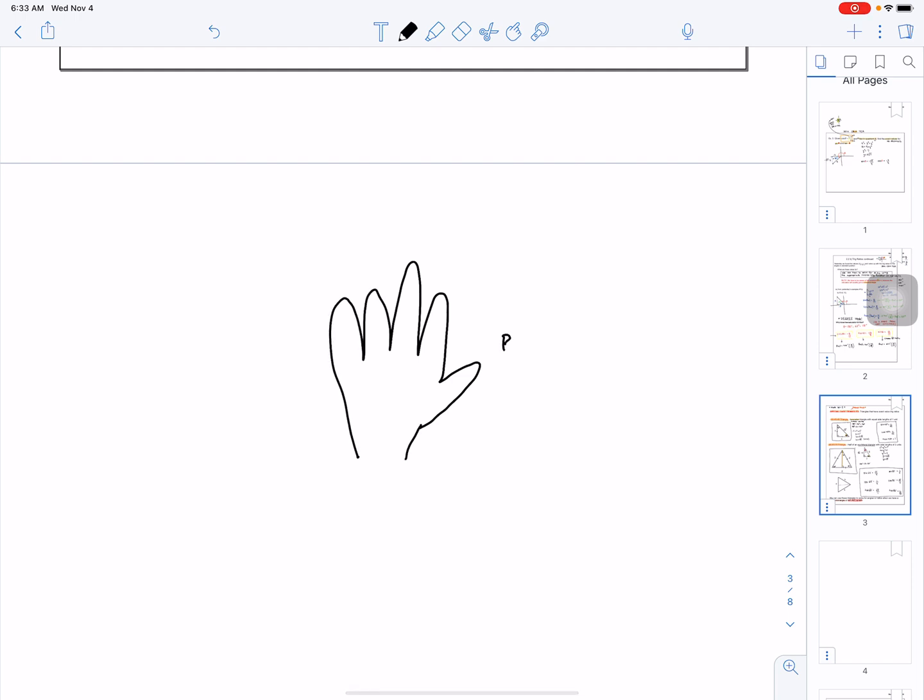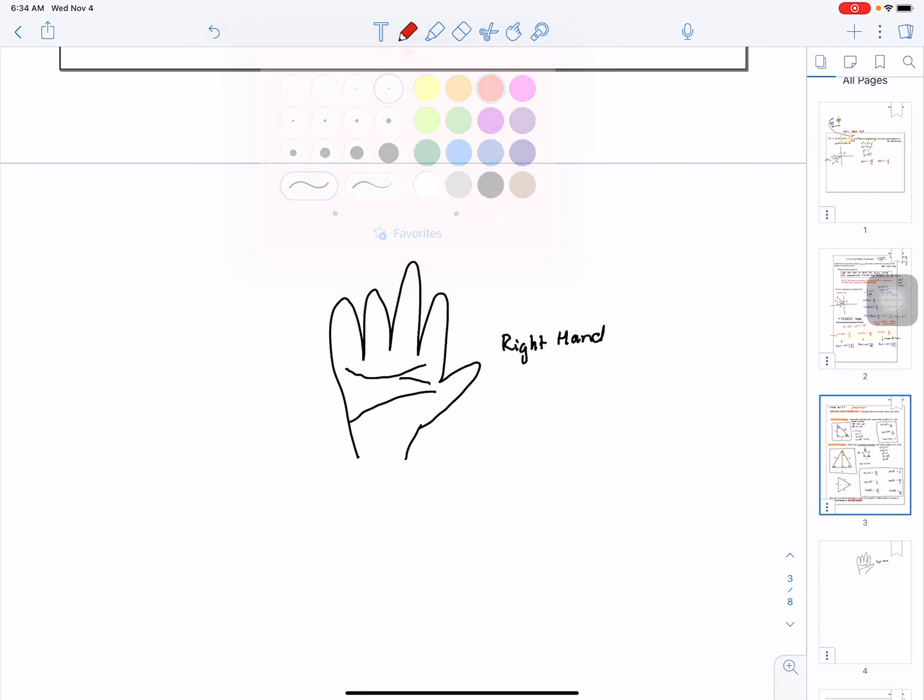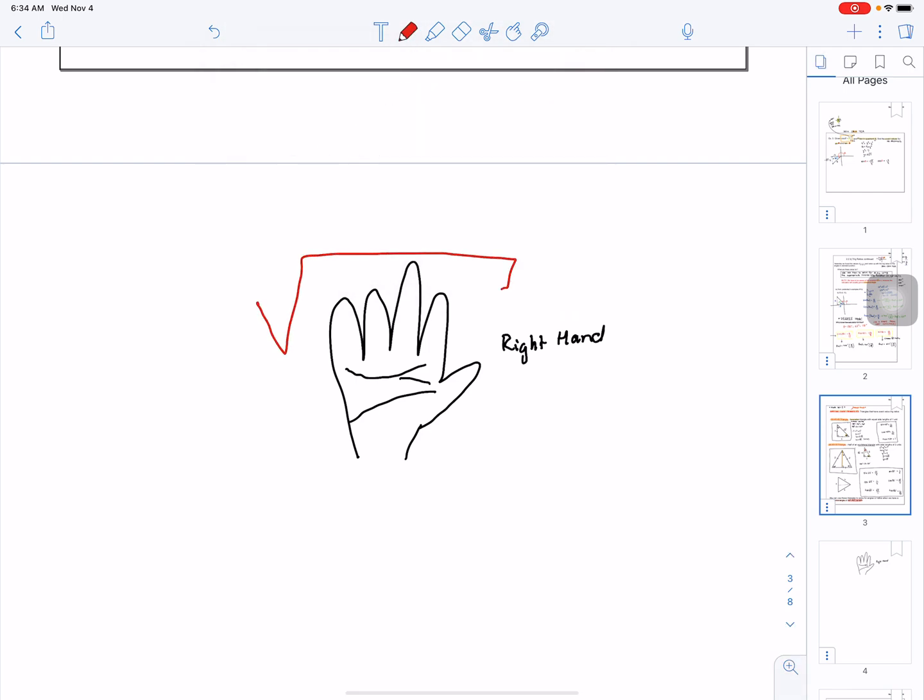Okay, this is my right hand facing me. So again, this is all like kind of my fortune lines here telling me I'm going to be smart and telling me I'm going to be rich and live forever, but we don't care about those. There's going to be an imaginary square root over all of your fingers, and there's going to be a 2 on the palm of your hand.